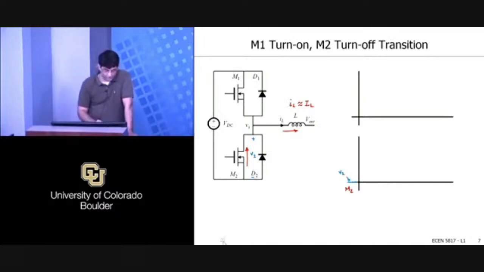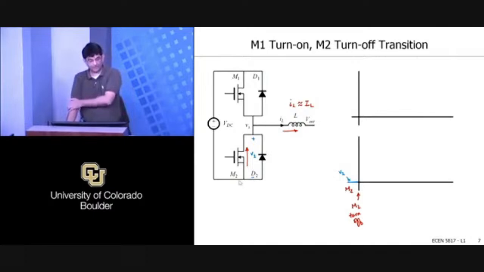So at this point, what I'm going to do is basically turn M2 off, right? What happens when I turn M2 off? And remember, I'm not turning M1 on because I want to keep some separation. I want to keep some dead time to avoid shoot through. So I haven't turned M1 on. Initial state is M2 is on, current is going through the inductor and M2, and I basically turn M2 off.